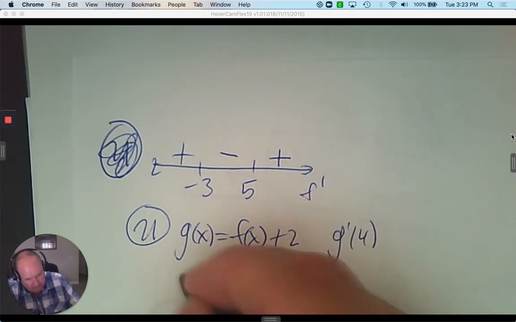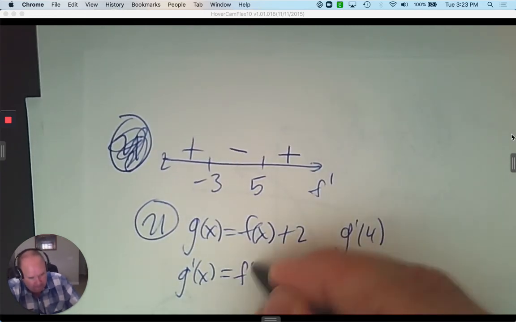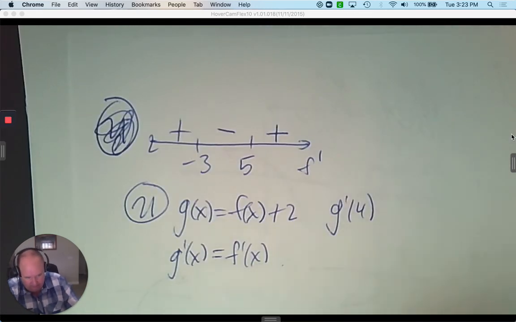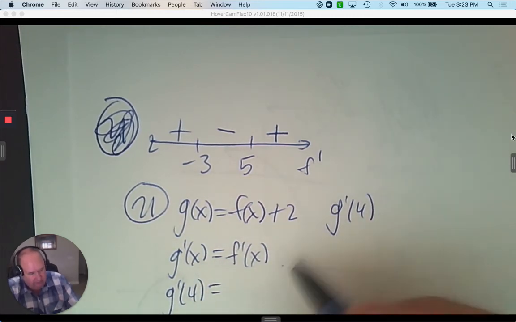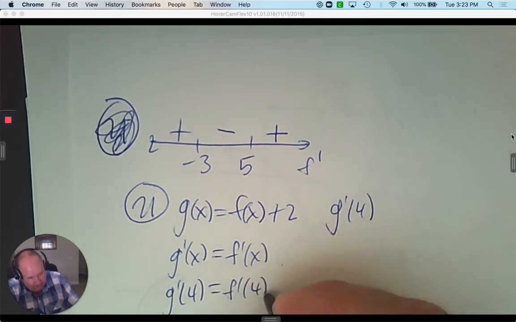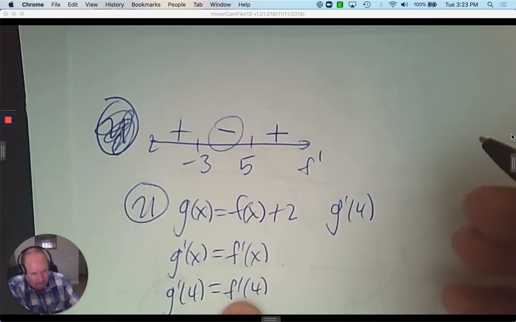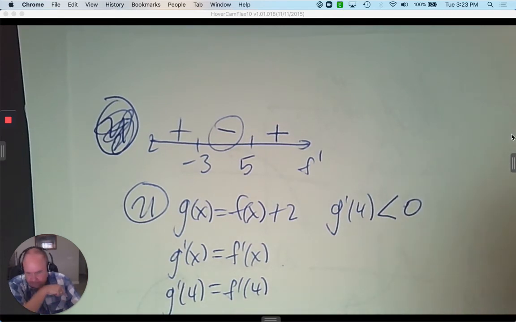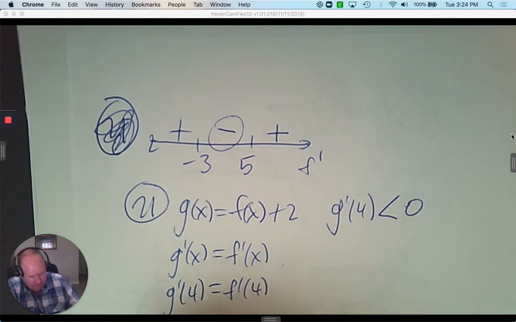So the derivative here for this one would be the derivative here. The derivative of 2 is 0, so that's what's equal there. Then plug in 4. So the derivative is the same as the derivative here. So the derivative at 4 here is the answer positive or negative. So we say it's less than 0. 22.